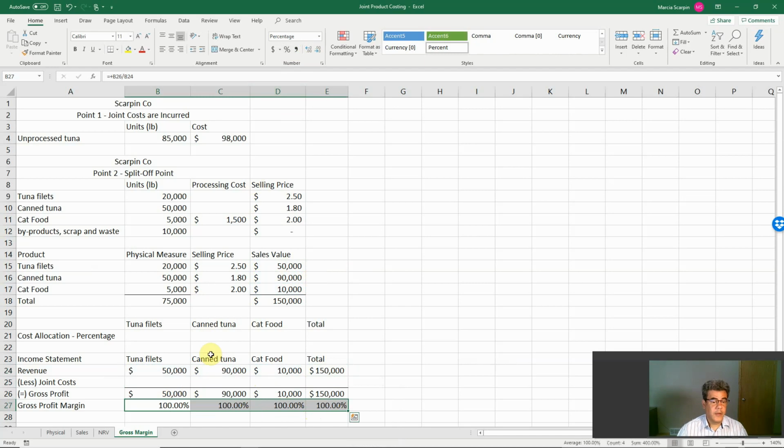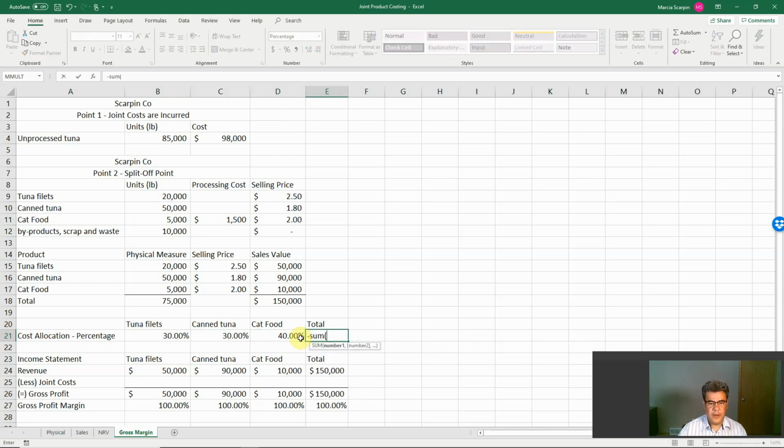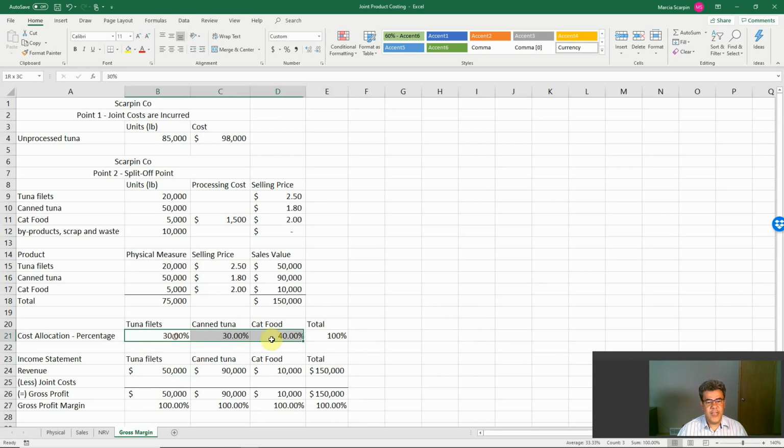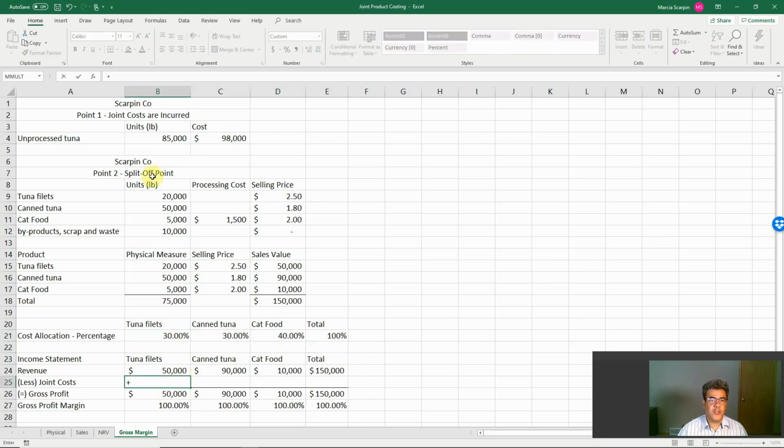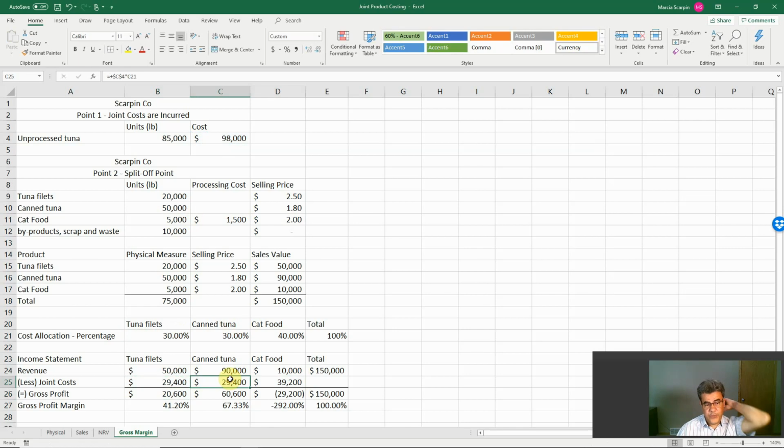Yes, much better. And then let's consider here, just for some kind of tests, 30% for tuna fillet, 30% for canned tuna, and 40% for cat food. And let's, whoops, the sum here, the sum must be 100, always. So if these numbers are right, our joint cost will be 98, let's fix this one here, times 30 for tuna fillets, the same for canned tuna, and here for cat food. And our total will be the sum here for our total.